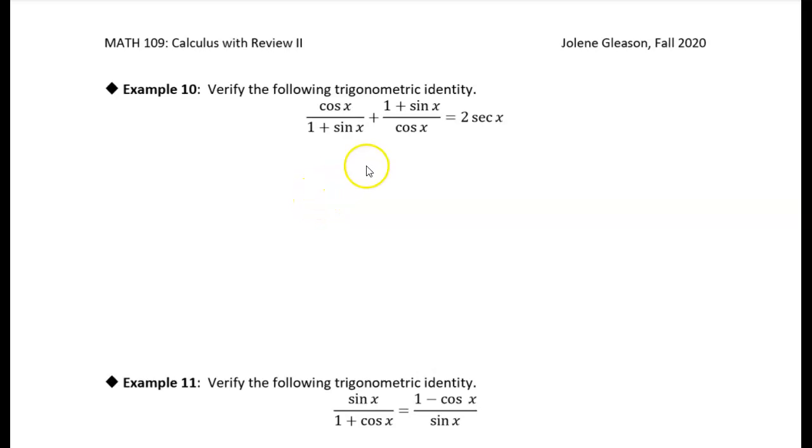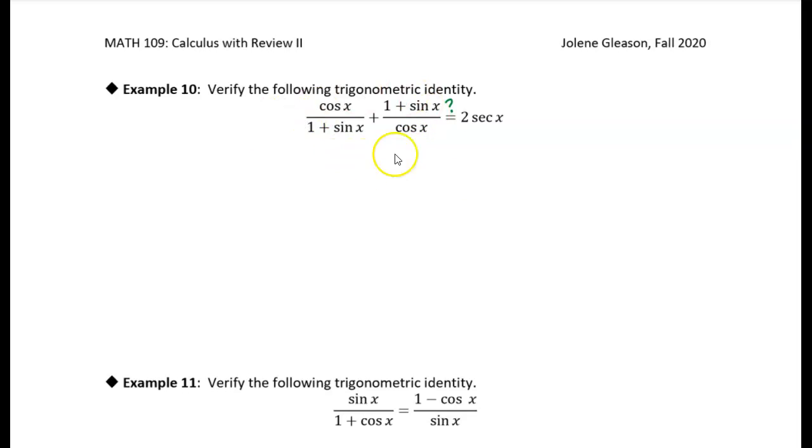All right, well, this one looks ugly. We got this messy thing on the left-hand side, and supposedly we're supposed to prove that that's equal to 2 secant of x. Now, the left-hand side is already written in terms of sine and cosine, so there's nothing I can really do to change any of the trig functions to sine and cosine.